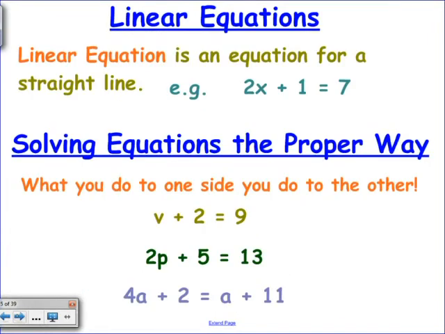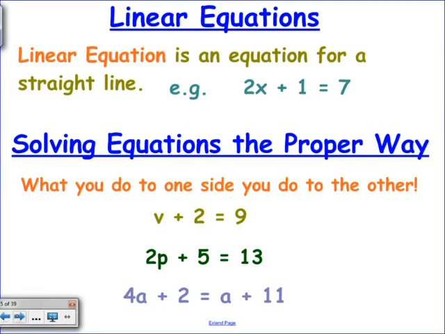Linear equations. A linear equation was where x has the value of 1 above it. And in order to solve equations, okay, you need to adopt a rule. And the rule is, do the opposite of what's being done to get the letter on its own, and what you do to one side, you do to the other. And there are 3 types of equations you're going to have to solve. A one-step equation, where there's only one step to solve it.